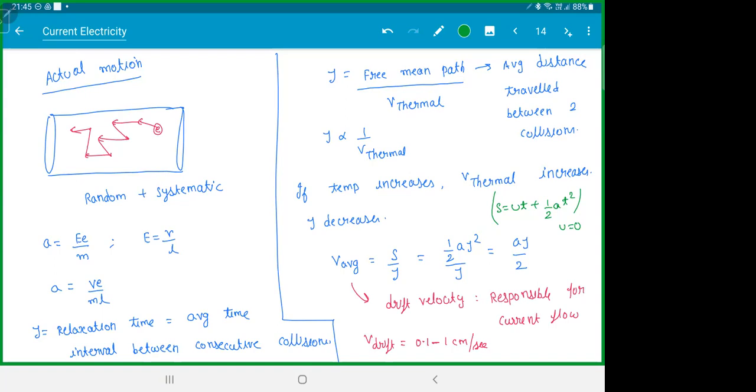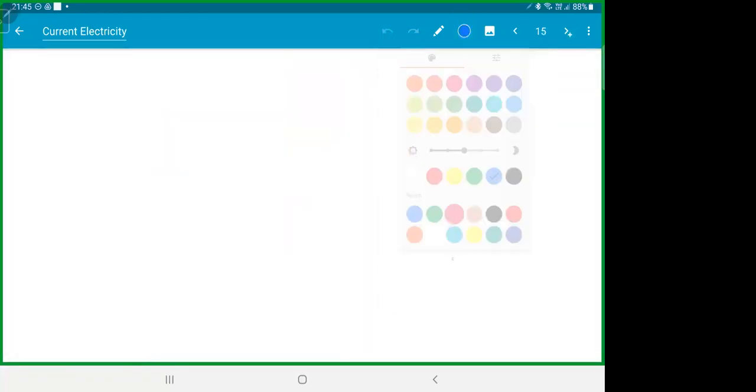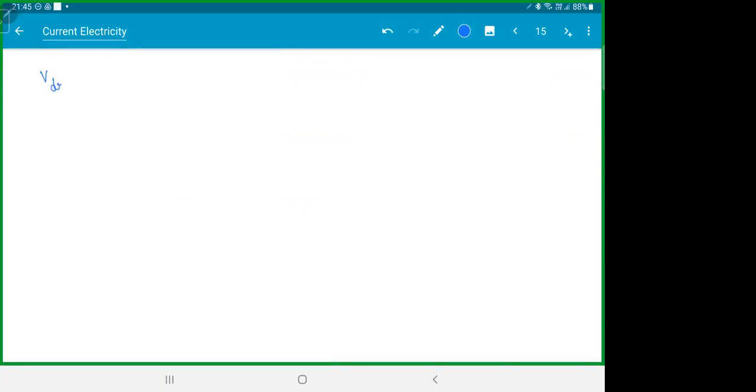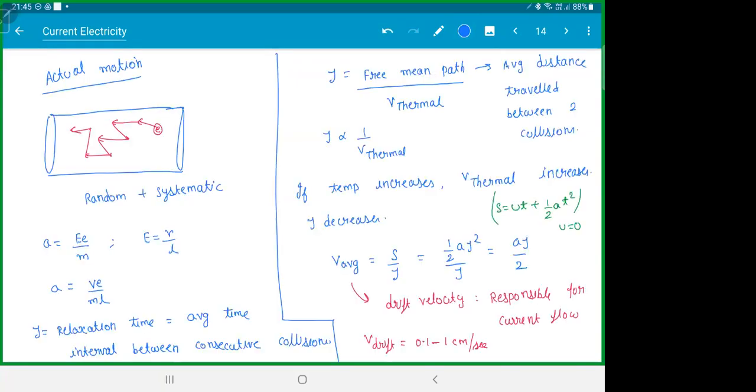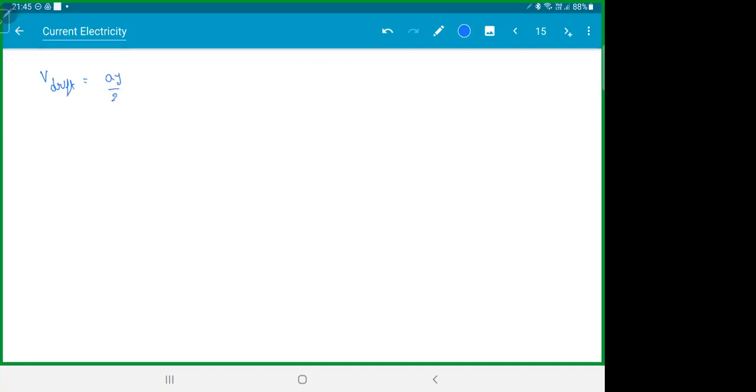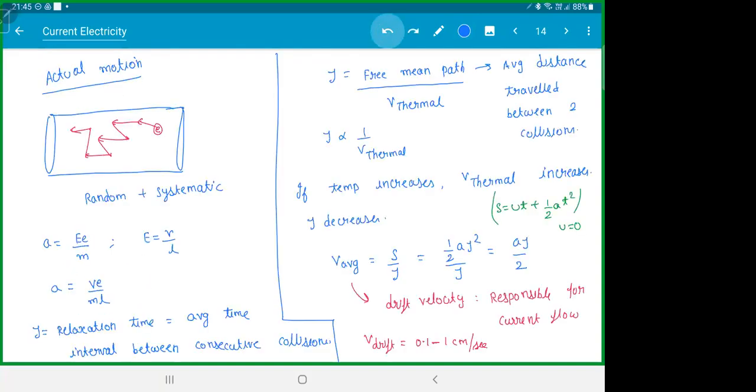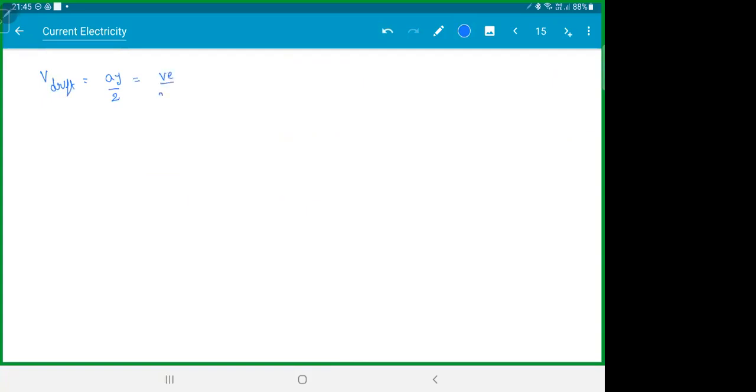All clear with this? Now this derivation is not that important, but let's see where it leads to. Ask me if there's any confusion here. So let me just complete this. So we get V drift is a tau by 2. And what is A? A is this thing, VE by ml, into tau by 2. And we know current I is equal to NEAV drift.